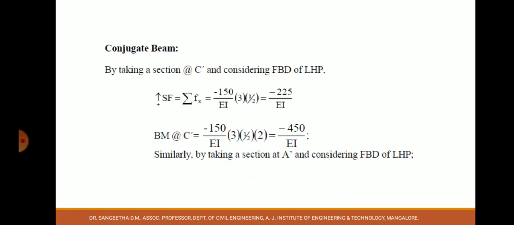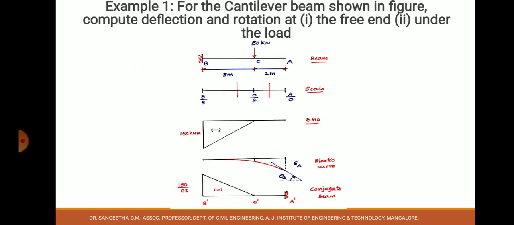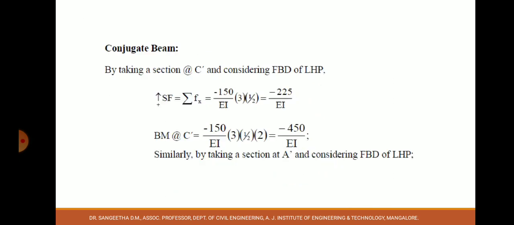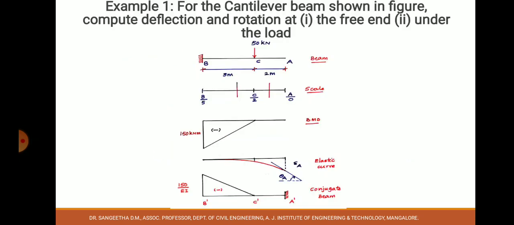In the conjugate beam, by taking a section at C, consider the free body diagram of the left hand side. So I have taken a section at C, free body diagram of the left hand side. Upward is positive, summation of all vertical forces is 0. Area of the M by EI diagram is half into base into height. Height is 150 by EI.